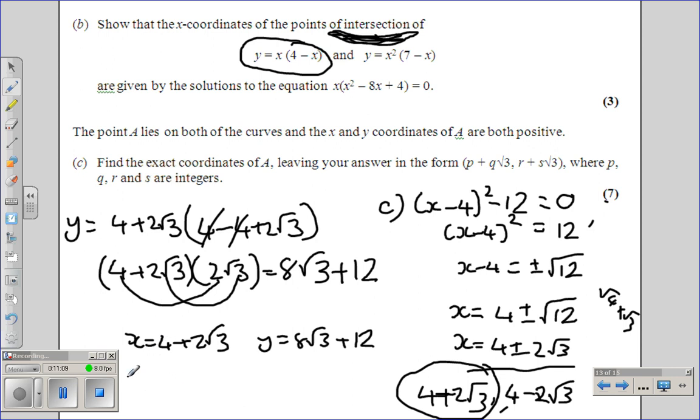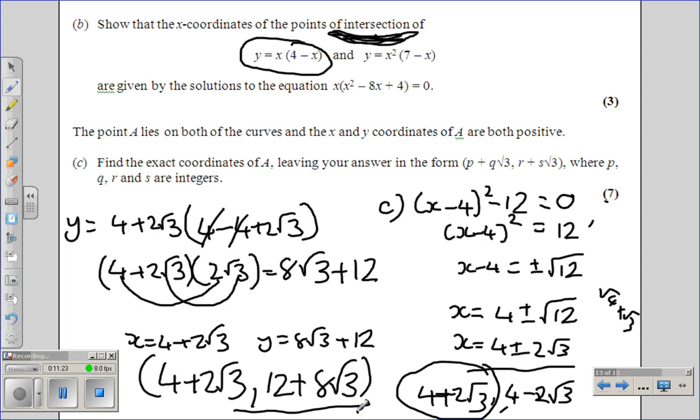So the coordinates for the final bit is 4 plus 2 root 3, comma, and I'll write it in that form with the number bit first. So that's the final answer. That's the pair of coordinates, all done and dusted there.